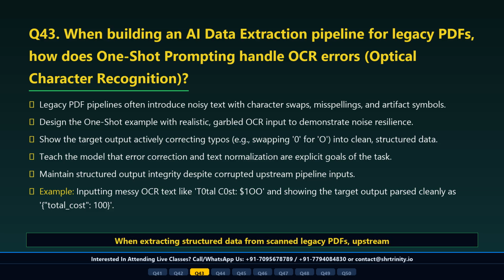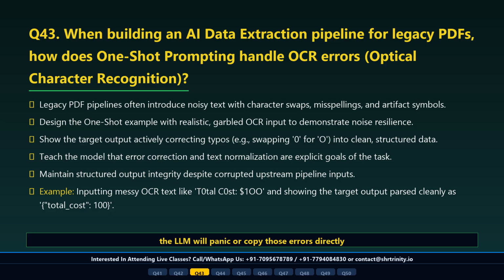When extracting structured data from scanned legacy PDFs, upstream optical character recognition, or OCR, engines almost always introduce noise. You get 0 and letter O swaps, weird $ sign placements, or garbled words. If your one-shot example contains pristine, perfectly formatted text, the LLM will panic or copy those errors directly when it encounters real-world messy input. The key strategy here is to explicitly embed upstream noise inside your one-shot exemplar.